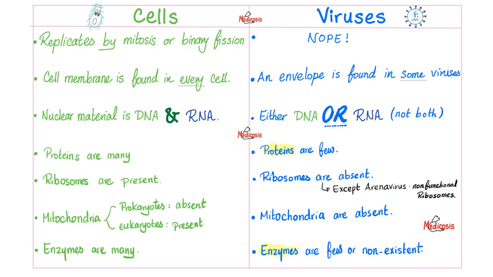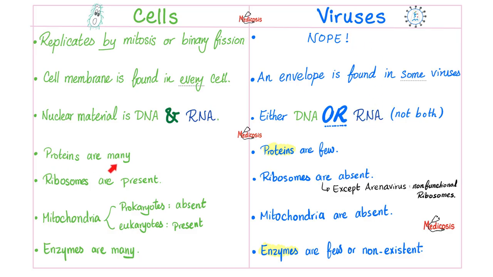If we take the human cell as an example, your genetic material is DNA. That's where your genes are. A gene is a piece of your DNA, and then you can use that DNA to make RNA. We call this process transcription. So you have both. But for viruses, no, it's either DNA or RNA, not both. That's why we divide viruses into DNA viruses and RNA viruses.